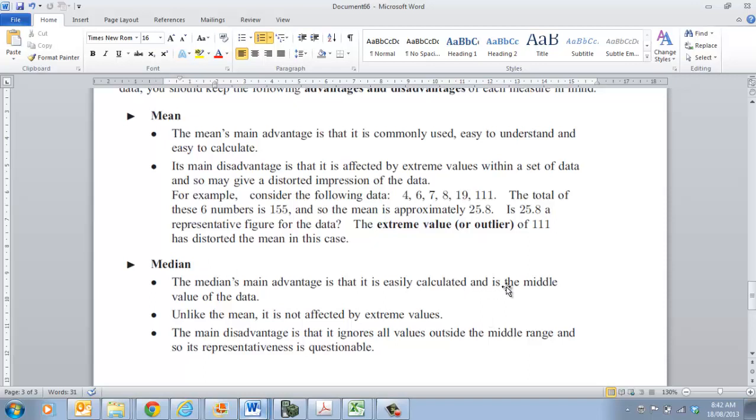median value. So what we're saying there, the mean and the median, they're supposed to represent the average person or the average data value in that data set.